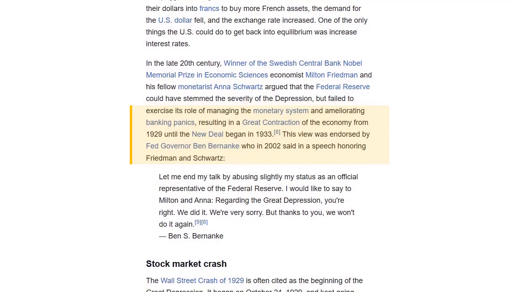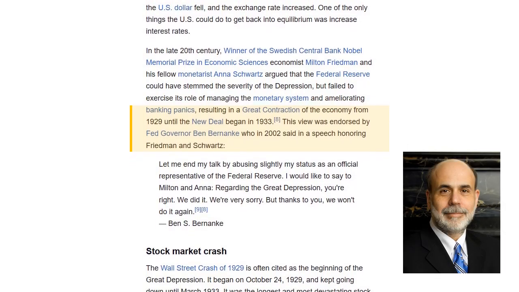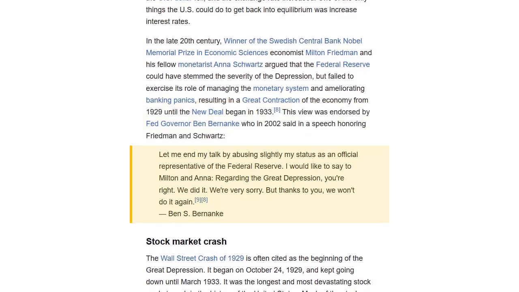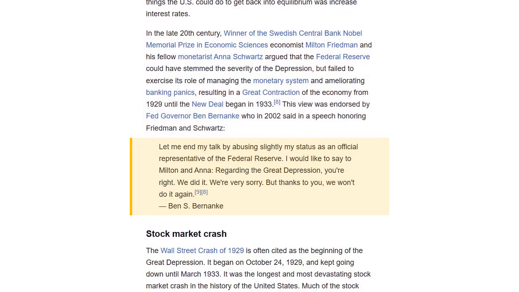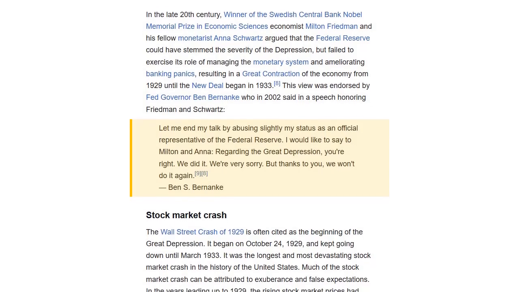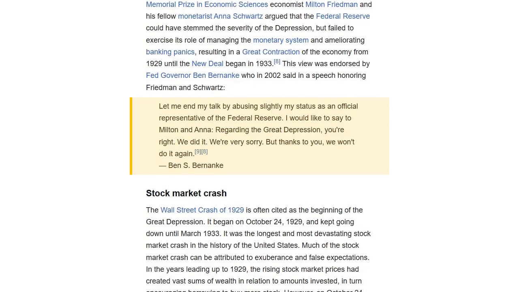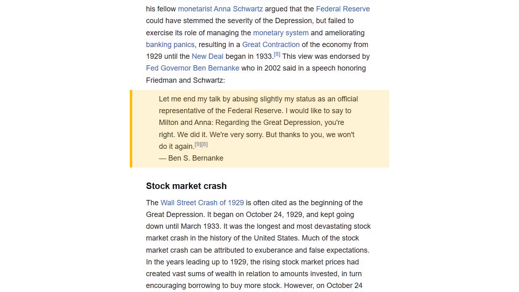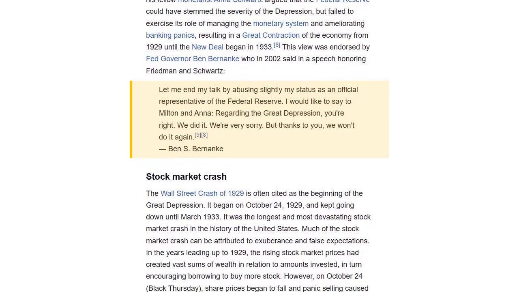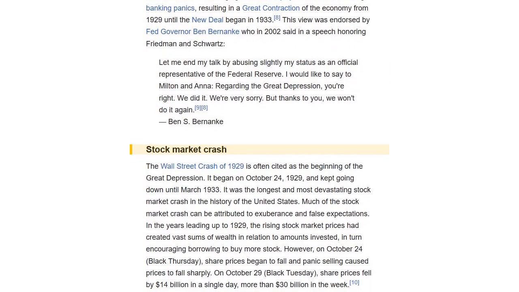This view was endorsed by Fed Governor Ben Bernanke, who in 2002 said in a speech honoring Friedman and Schwartz, "Let me end my talk by abusing slightly my status as an official representative of the Federal Reserve. I would like to say to Milton and Anna, regarding the Great Depression, you're right. We did it. We're very sorry. But thanks to you, we won't do it again." Ben S. Bernanke. Stock market crash.